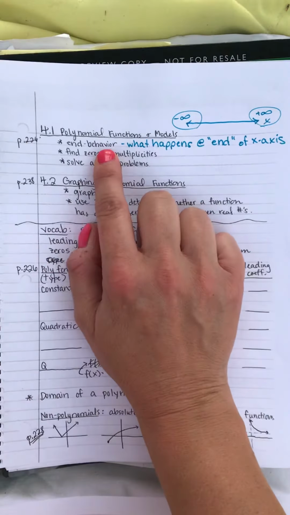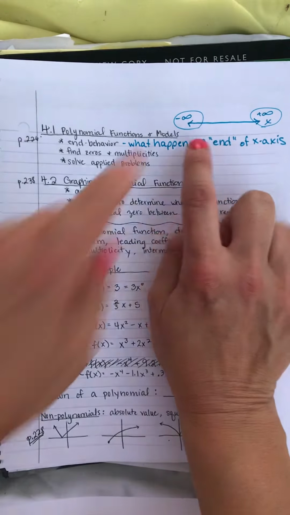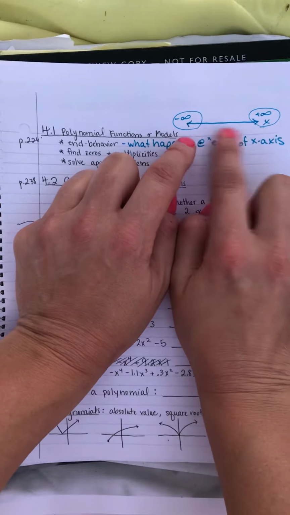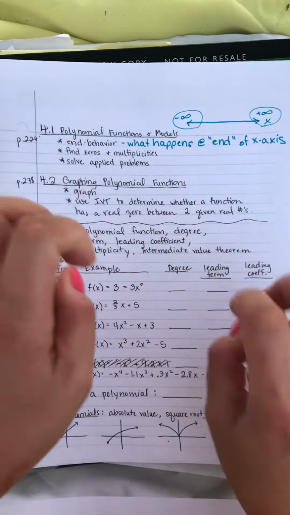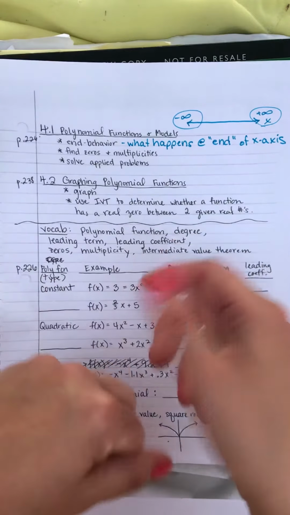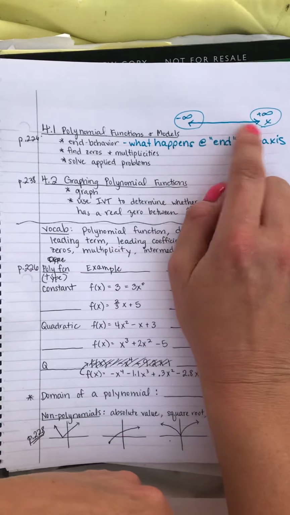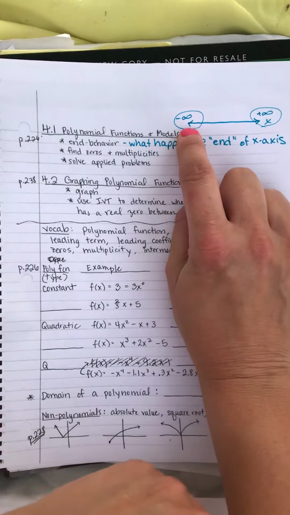So, end behavior is what happens at the end of the x-axis. If you draw the x-axis, 0, 1, 2, 3, 4, etc., positive infinity is over here, negative infinity is over here. These are the ends of the x-axis. So that's what we're talking about when we talk about end behavior: what happens as x approaches positive infinity, and what happens as x approaches negative infinity.